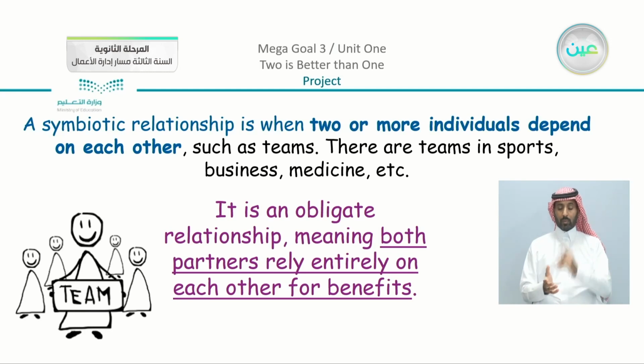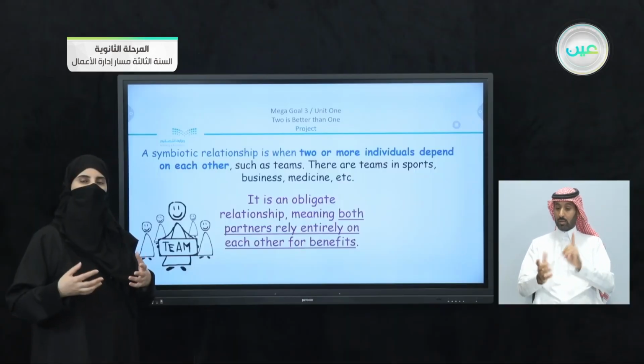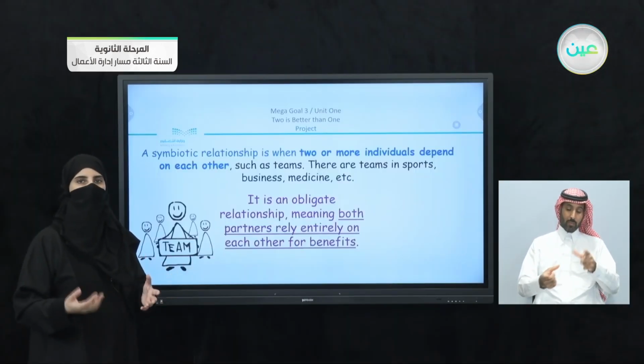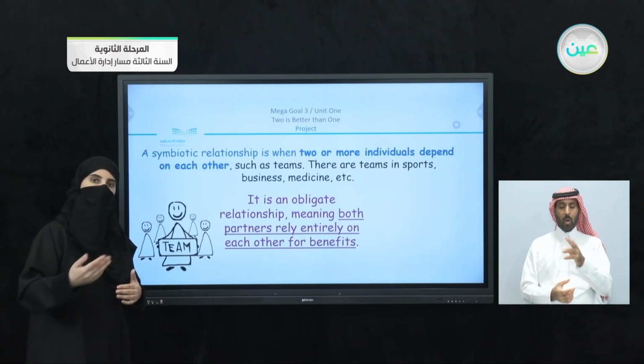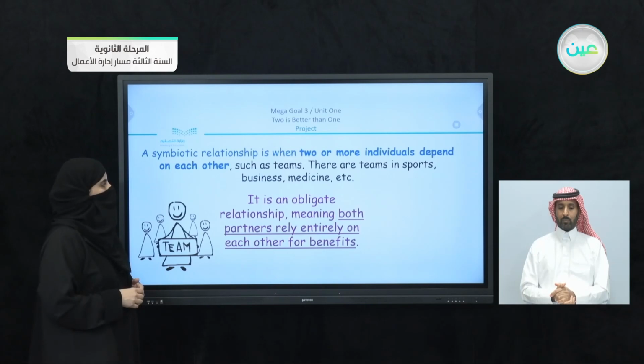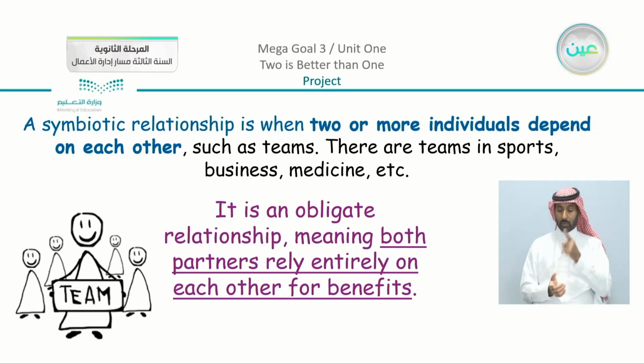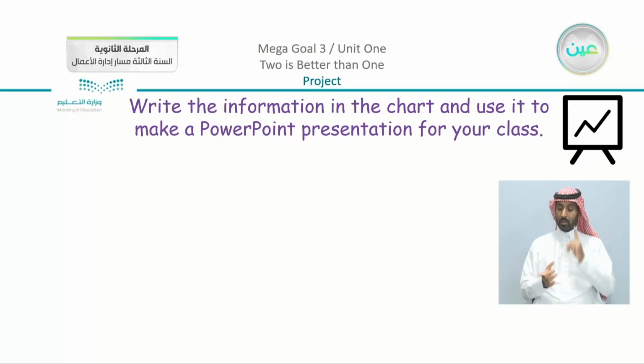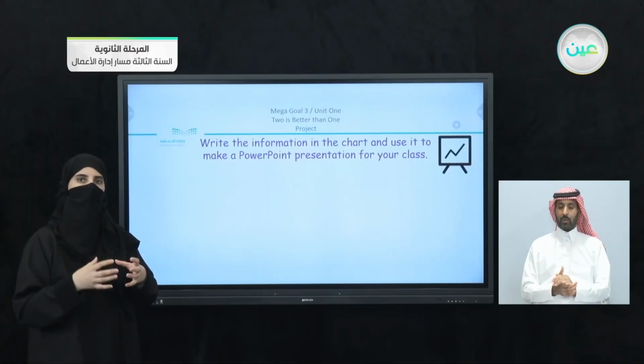So there are teams in sports, business, medicine, and so on. It depends on you actually to decide together what type of team you want to talk about and how you are going to present this team. It is an obligate relationship, meaning both partners really rely entirely on each other for benefits. So we mentioned that they benefit from each other, or they benefit together at the end.